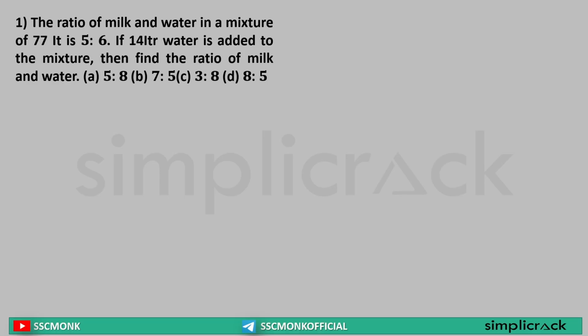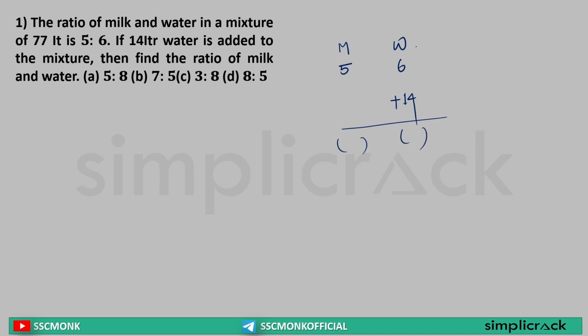Okay, so let's start. First question: the ratio of milk and water in a mixture of 77 liter is 5:6. If 14 liter of water is added to the mixture, then find the ratio of milk and water. Now, sir, here milk, here water. Milk 5, water 6. Now with this, 14 liter water was added. So what is the new ratio?